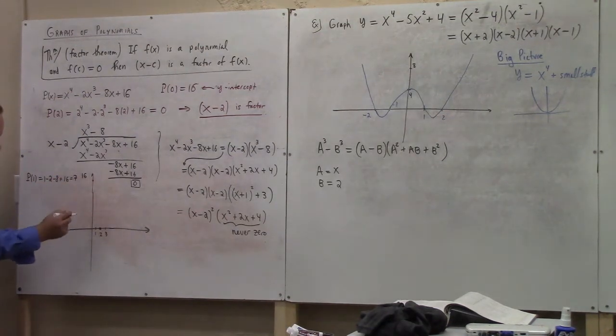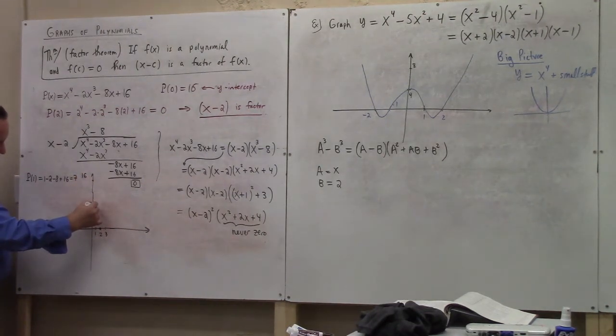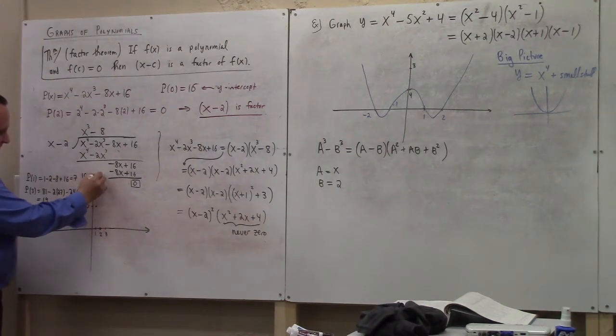So that's 7. So that's about like halfway between here, somewhere in here-ish, right? And then what's p of 3 equal to? Now that's going to hurt a bit. That's 81 minus 2 times 27 minus 24. Yeah, plus 16. Help me out, guys. That would be good. 19. So at 3, it's a little bit above here, right?